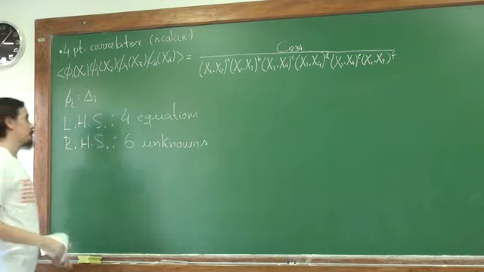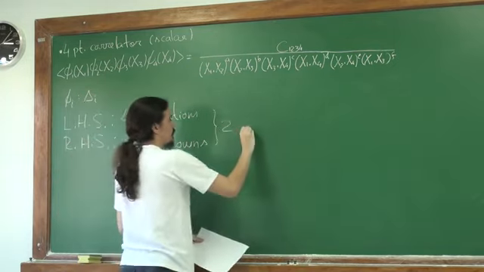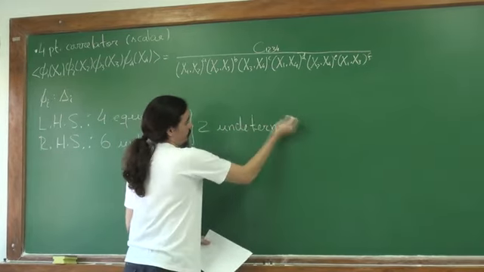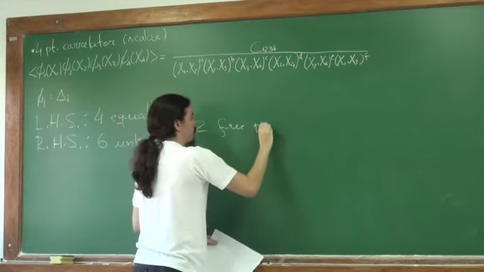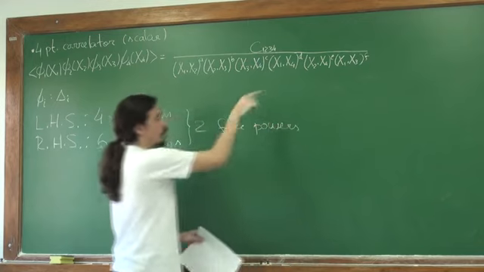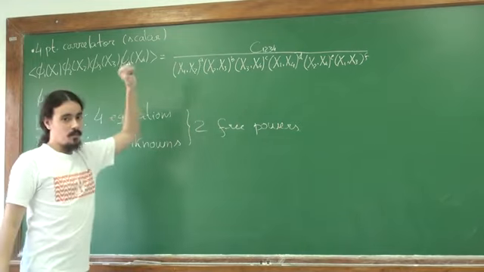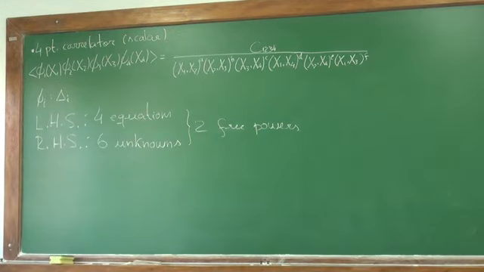So you have two undetermined, or just two free, powers here. Okay? So you can already see that the 4-point correlator won't be as constrained as the 2-point correlator and the 3-point correlator. Okay?